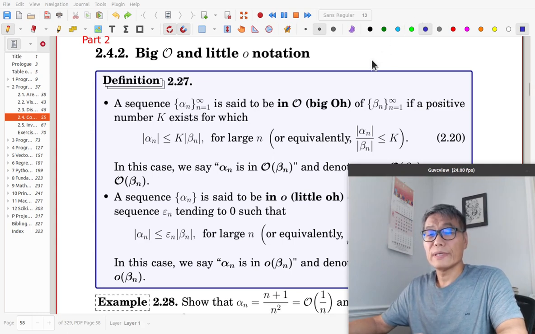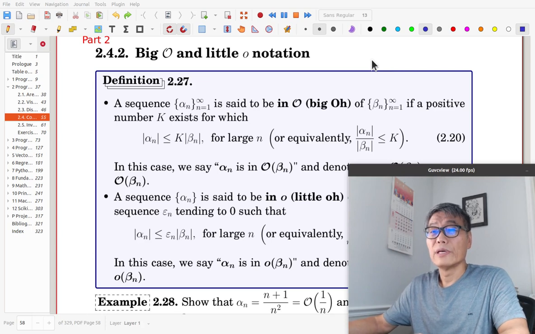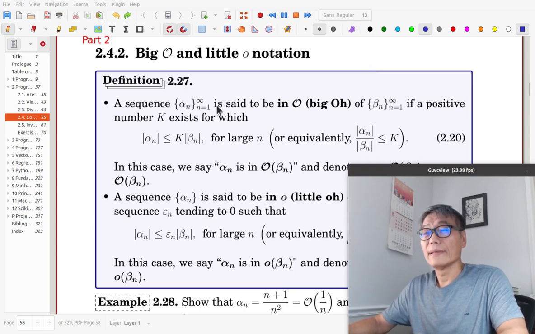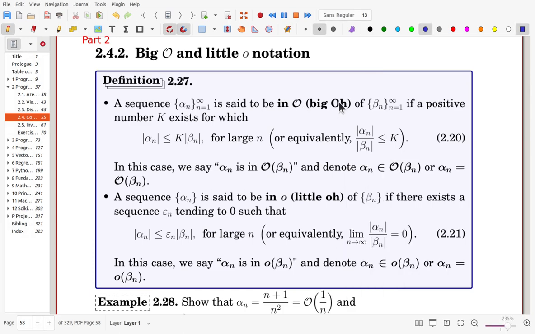It is part 2 of section 2.4, big O and little o notation. A sequence alpha n is said to be in big O of beta n if there is a positive number k such that this inequality is satisfied for large n. Equivalently, alpha n over beta n in modulus is bounded by k.